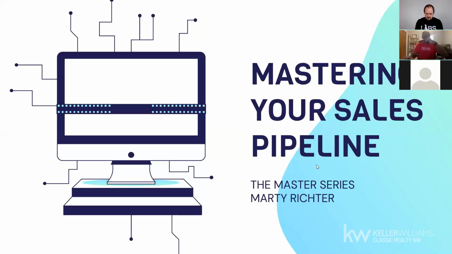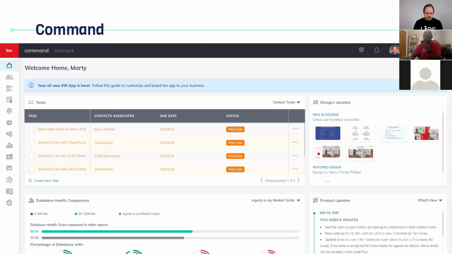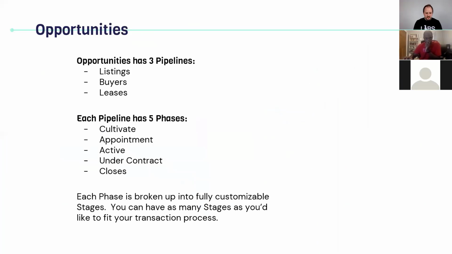All right, so we're going to get started. We're going to talk a little bit about the sales pipeline. So we're going to talk about opportunities, but specifically the cultivate phase or the pipeline portion of it. So I'm going to go through a few slides and then jump live into Command. Obviously, we know how to log into Command now. We're going to head into opportunities, and that's where we're going to spend our time talking today.